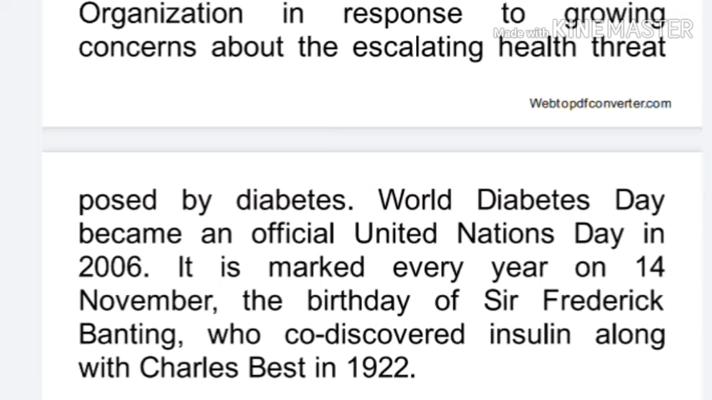It is marked every year on the 14th November, the birthday of Sir Frederick Banting, who co-discovered insulin along with Charles Best in 1922.